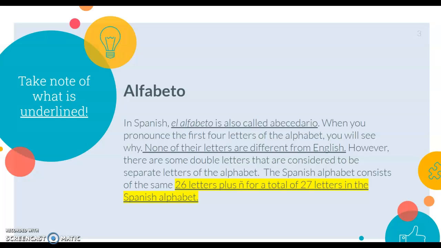So if you can see, el alfabeto is called el abecedario. It's underlined. Make sure you type that in. None of the letters are different from English. Make sure that's typed in, and note that there are 26 plus ñ for a total of 27 letters in the Spanish alphabet. Those are all important things.